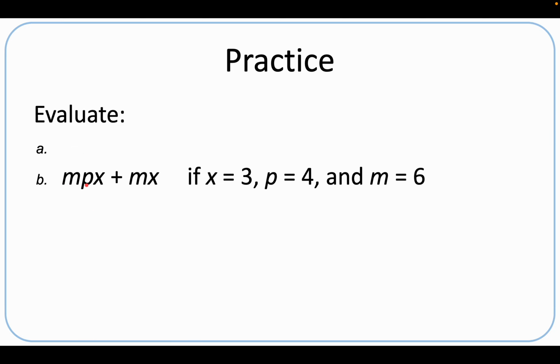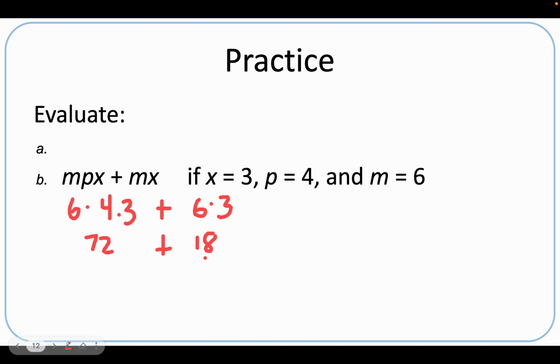All right, m times p times x plus m times x. If x equals 3, p equals 4, and m equals 6. So go ahead and you can substitute all these numbers in. 6 times 4 times 3 plus 6 times 3. So 6 times 4 is 24 times 3 is what, 72? Plus 6 times 3, which is 18. So 72 plus 18, that leaves us with 90.